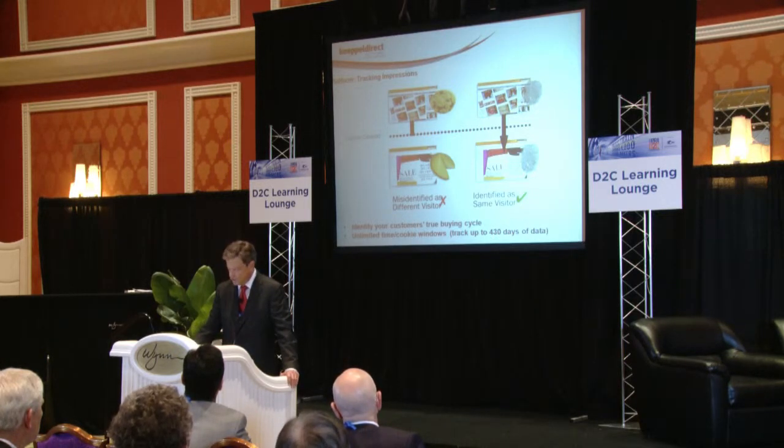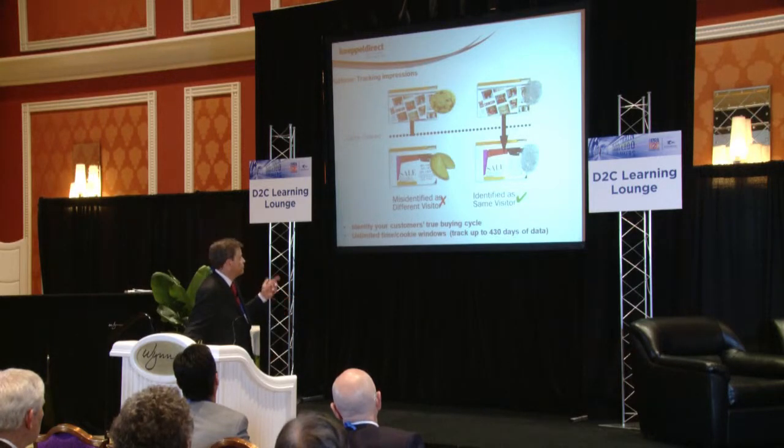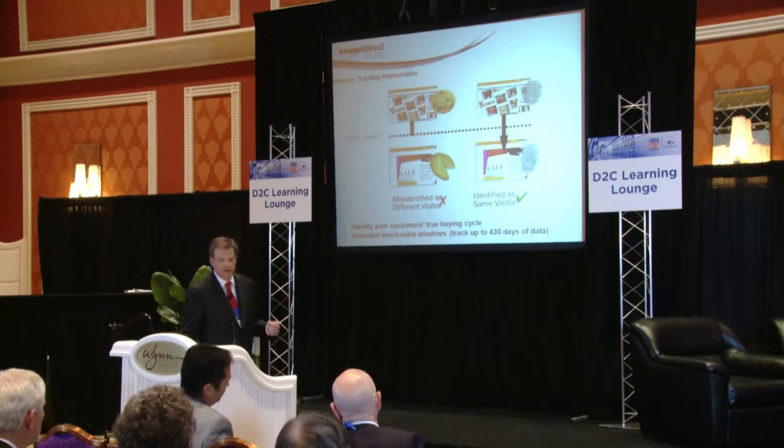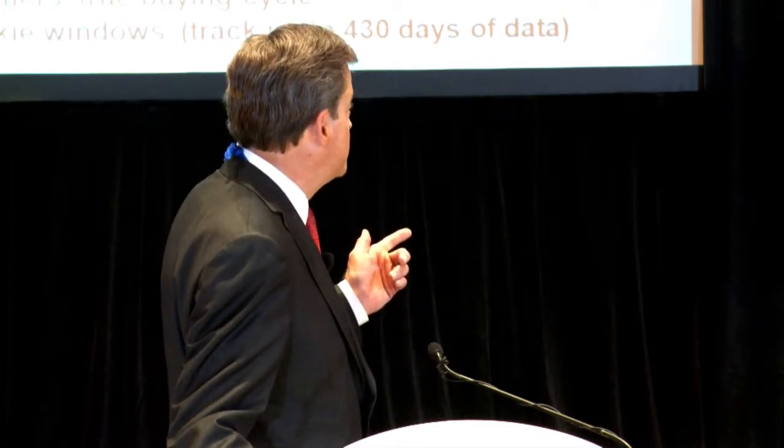The way that impressions and activity online are commonly tracked are limiting. As soon as someone clears their cache and comes back to your site, a lot of times they'll be misidentified. With this fingerprinting technology, if you notice on the left, there's a chocolate chip cookie on the top, and then a fortune cookie on the bottom. If they come back to the site and they've cleared their cache, you're not going to know who they are. With fingerprinting technology, the information's stored in the cloud, and you're able to track someone for 430 days. So on the right, you can see they came back and they're identified as the same customer.